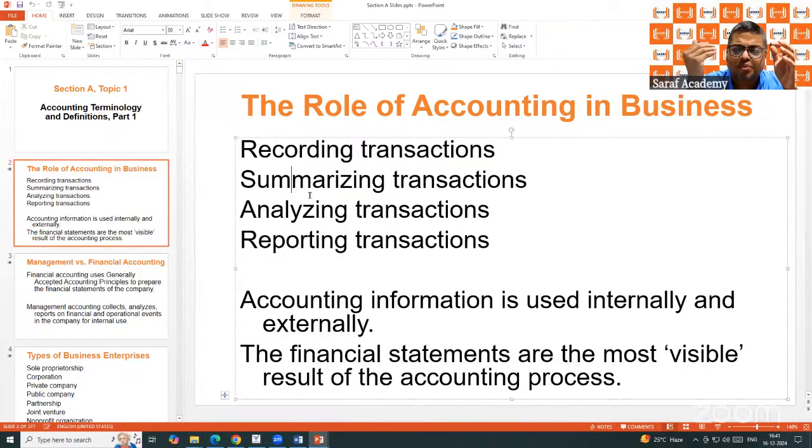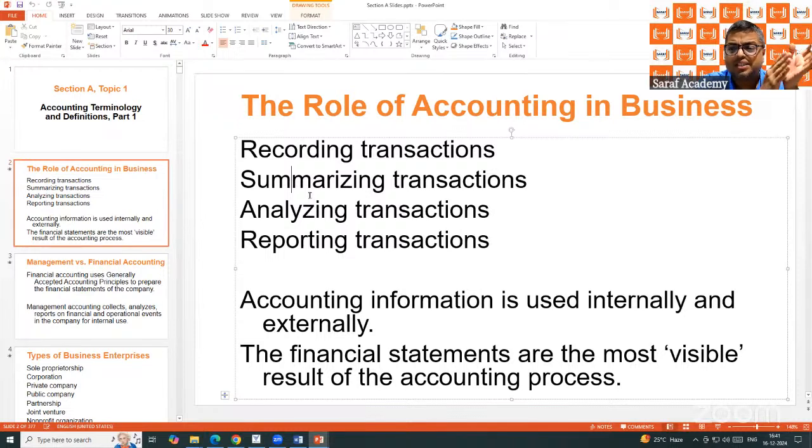Reporting, as you were saying, reporting to the stakeholders, reporting in the form of PL account, balance sheet, notes to accounts, cash flow statement. The reporting means you will prepare the final summary at the end of the year and you will report to the concerned persons.